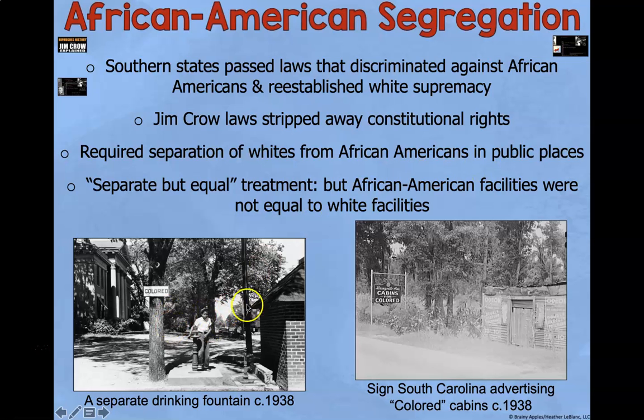This is where you would see, again, the pictures here of a separate drinking fountain. It says right here, sign in South Carolina advertising colored cabins in 1938. And this is something that you need to know about because even during this time, let's say that you decided to take a road trip to another state, right? If you took a road trip to another state, you might not be able to find a hotel that was for African Americans because at this point, it was not equal. Everything was separate.